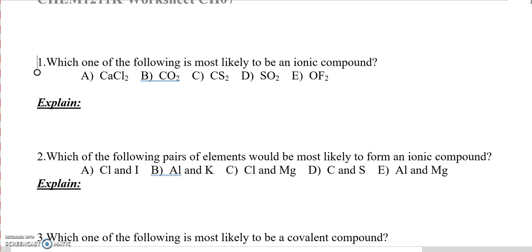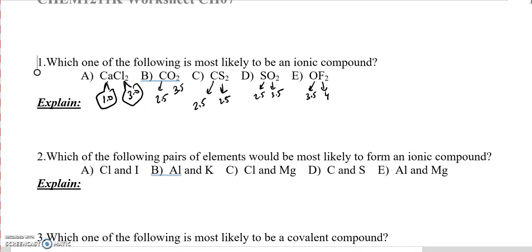The value for calcium, I'll just look it up, is 1.0, and chlorine is 3.0. For B, carbon is 2.5 and oxygen is 3.5; carbon is 2.5 and sulfur is 2.5; sulfur is 2.5 and oxygen is 3.5; oxygen is 3.5 and fluorine is 4. So we are looking for two elements where the electronegativity difference is more than 2, right?